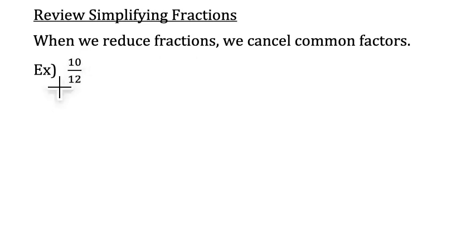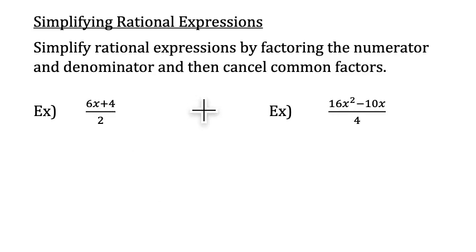Before we dive in, let's go ahead and remind ourselves how we simplify or reduce fractions without algebraic expressions in them. Now, one way we could simplify 10/12 is to break it down into factors such as 2 times 5 in the numerator and 2 times 6 in the denominator. Well, 2 divided by 2 is equal to 1, so we can cancel those 2's out, and we get 5/6. We'll be doing similar types of canceling with rational expressions. Now, we simplify rational expressions by factoring the numerator and denominator, and then cancel the common factors.